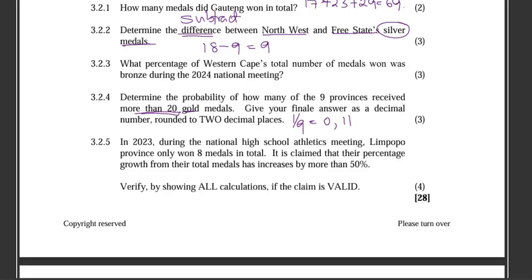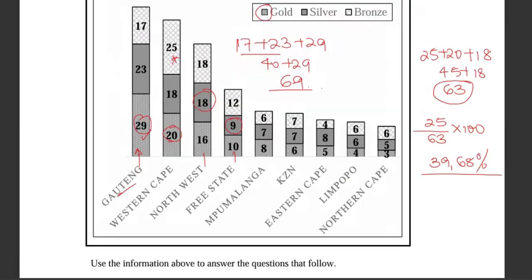Okay, more than 20. Okay, in 2023, during the National High School Authority meeting, Limpopo Province only won 8 medals in total. It is claimed that their percentage growth from their previous total medals has increased by more than, take note of that, I said more than 50. So let's go and find out. Where is Limpopo? Limpopo is here. This is the new value that we have here.